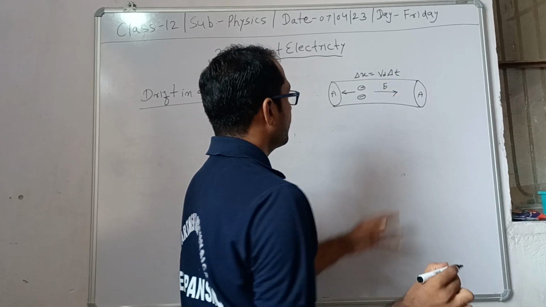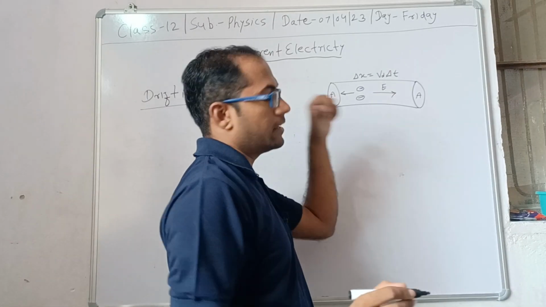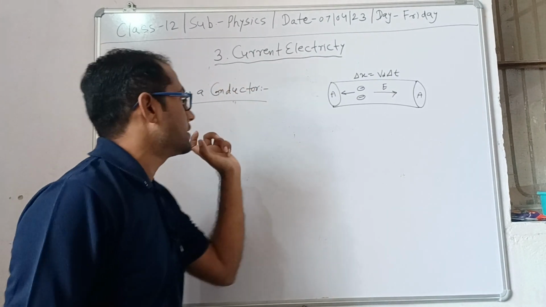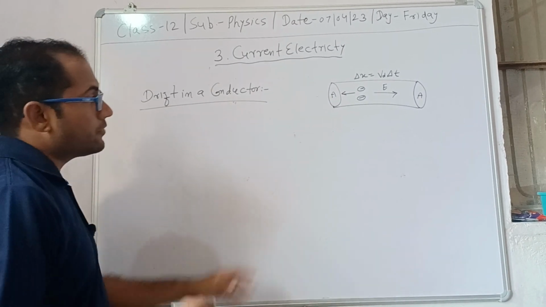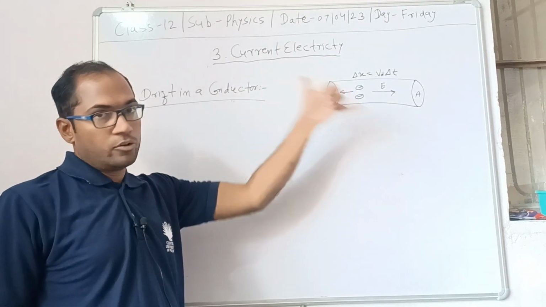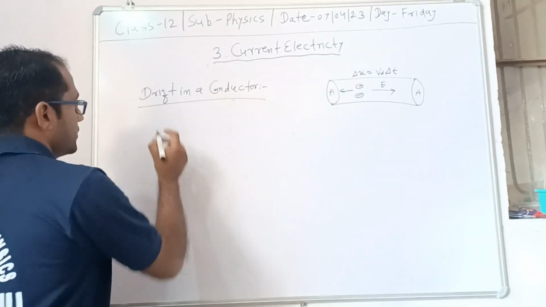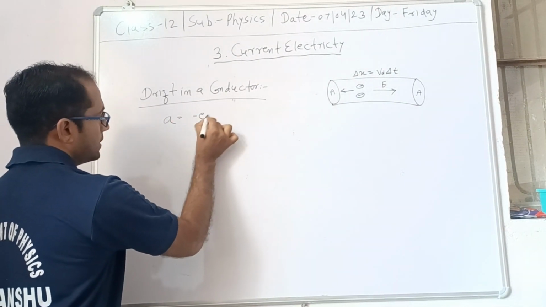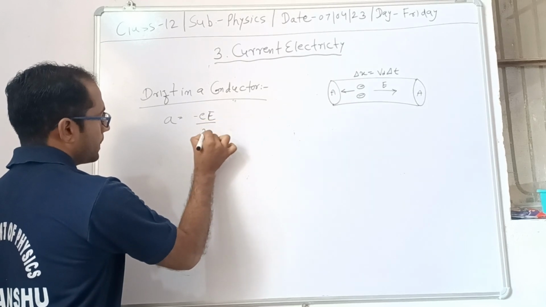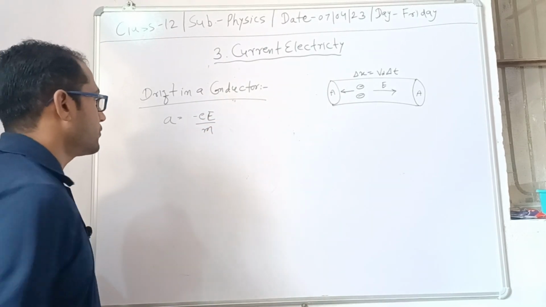Why are we using this d? We are introducing this derivation. If the electrons flow in this conductor with an acceleration a, then this acceleration a is equal to minus e by m. Actually, this formula comes from here.